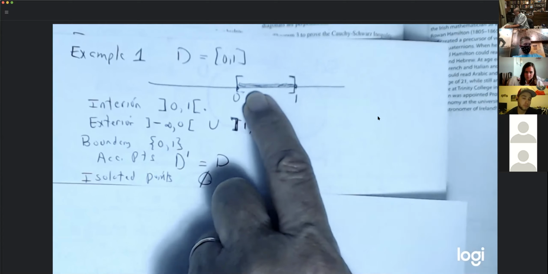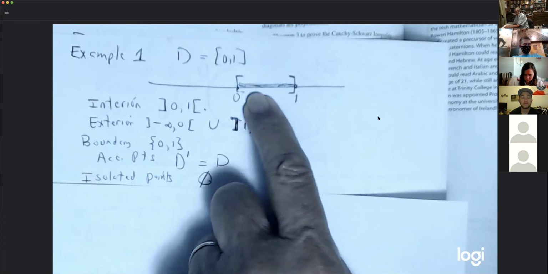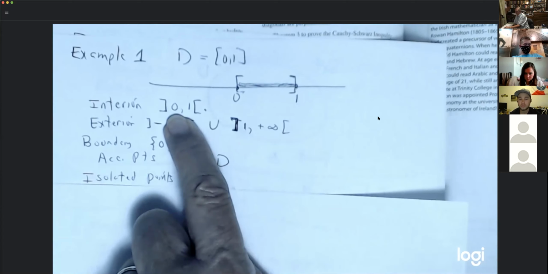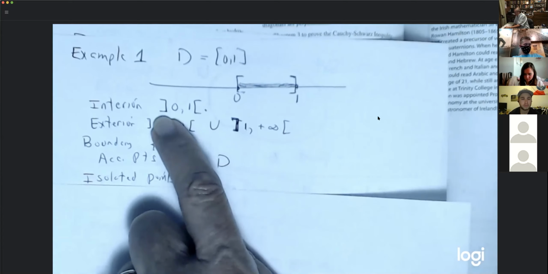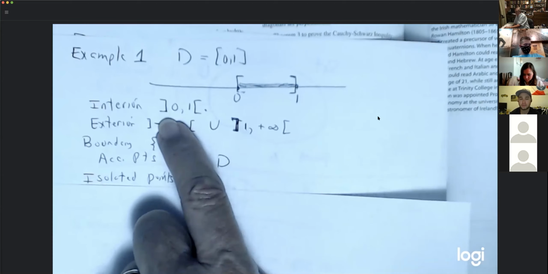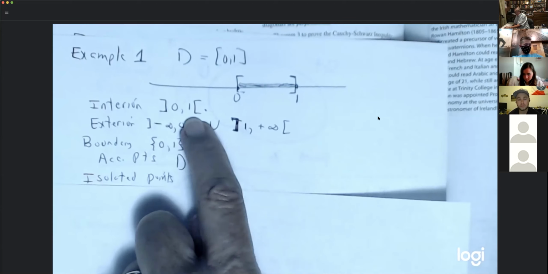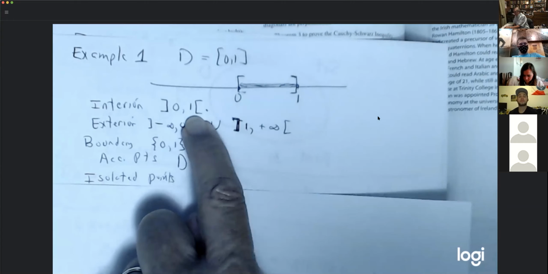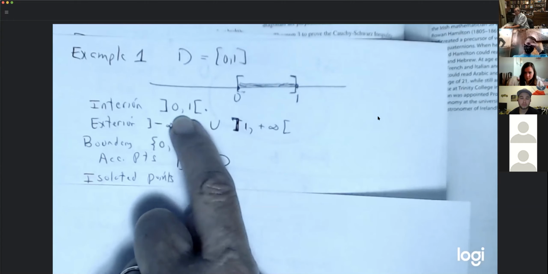Okay, what are the interior points to this picture, to this interval? The answer is the open interval. Now, I use square brackets. Sometimes we use parentheses, but I use square brackets to say the points 0 and 1 are not in the set. So this indicates everything between but not including. It's called the open interval.